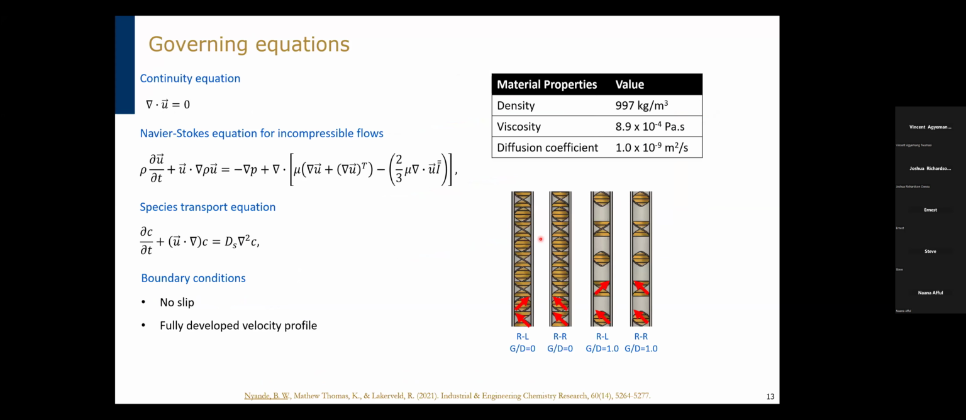Now, in all of this, we've solved the continuity equation. We've solved the momentum equation for incompressible flows. And because we are dealing with transport of species, we also had that equation. For the boundary conditions, we imposed no slip on all of the walls. We also assumed that the flow is fully developed. And here are some of the material properties that we used in our case.